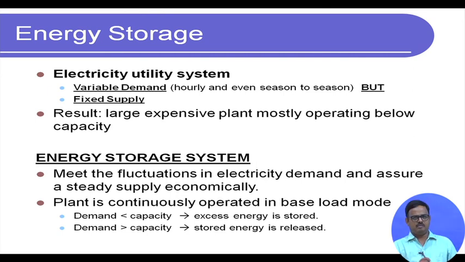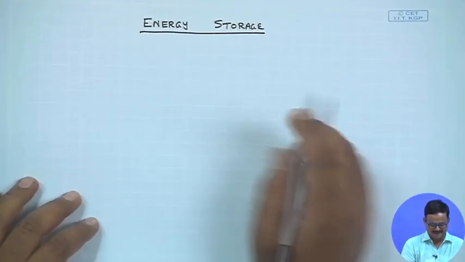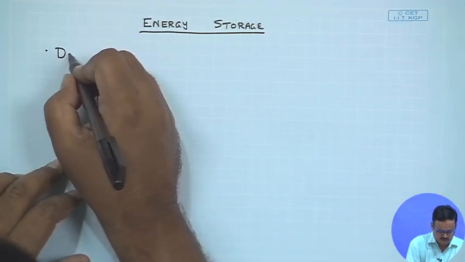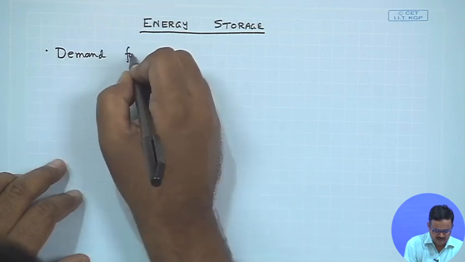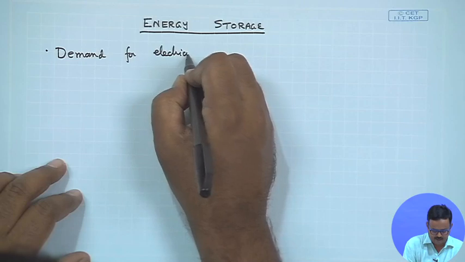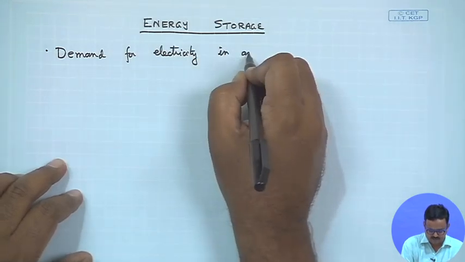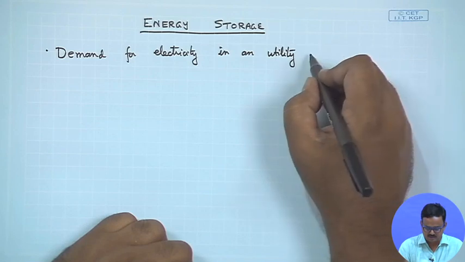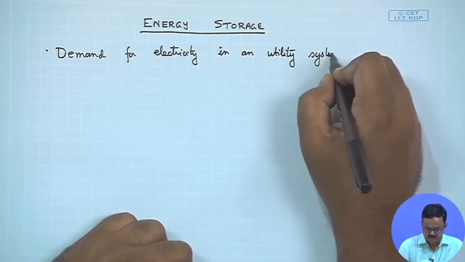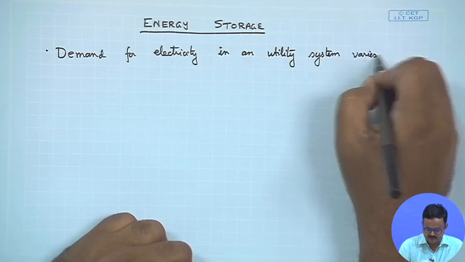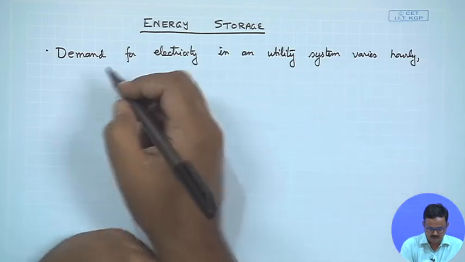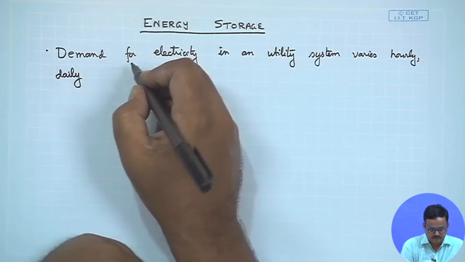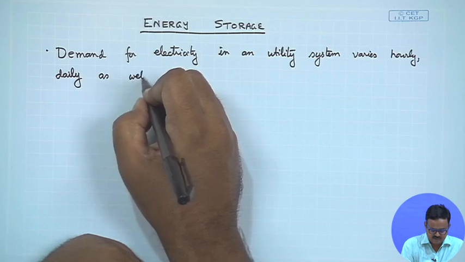So let us now shift to the paper or to the board here, and let us just jot down a few points that we talked about. We will say that the demand for electricity in a utility system, which can be anything, utility can be industrial, can be domestic, can be an academic campus, and so on, in a utility system varies hourly. There can be day to day variation also, so weekends will have less demand compared to weekdays, daily as well as from season to season.